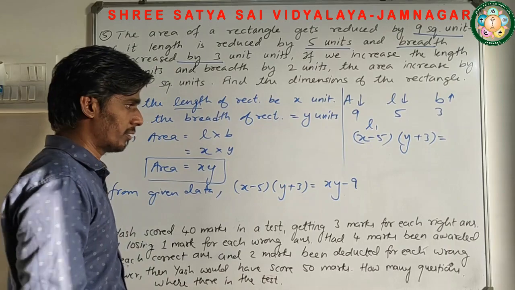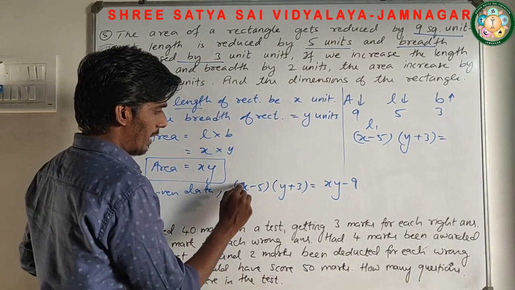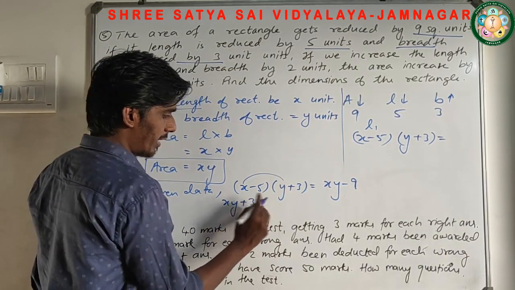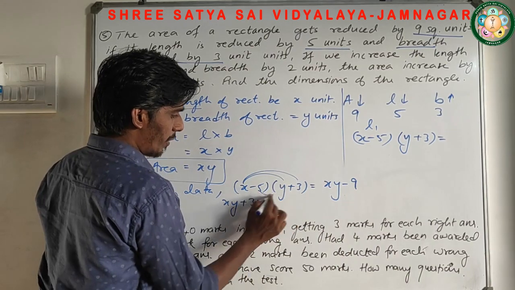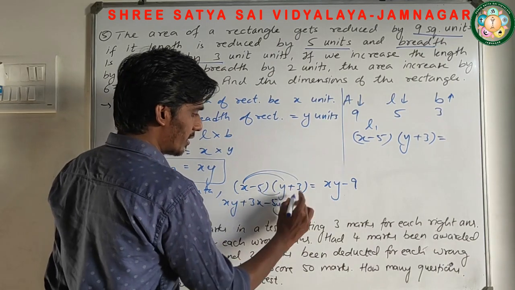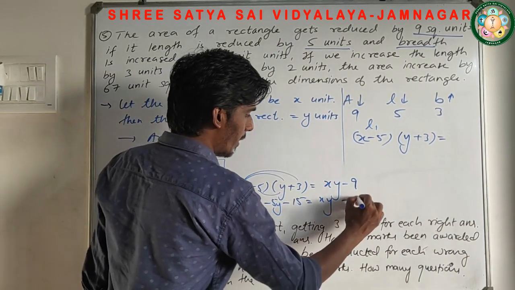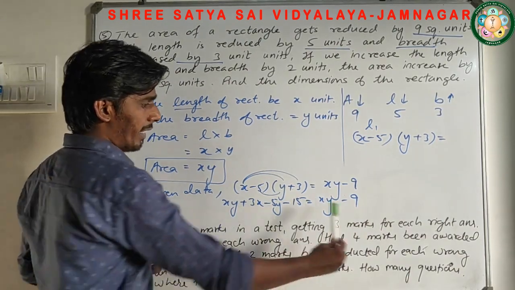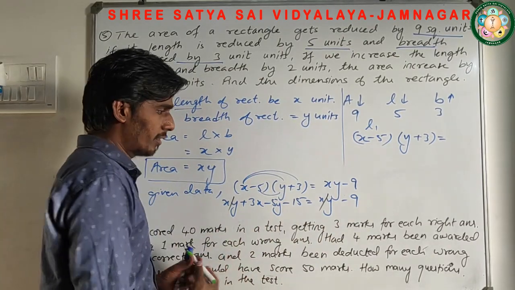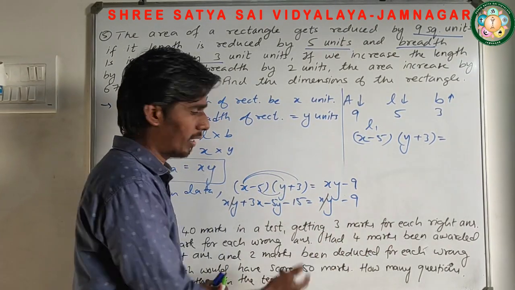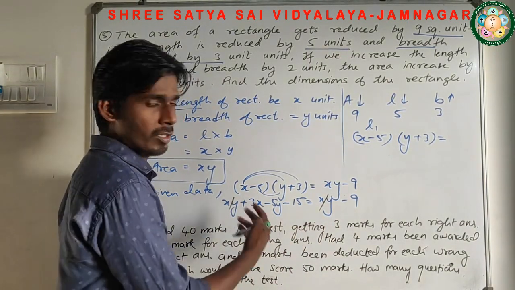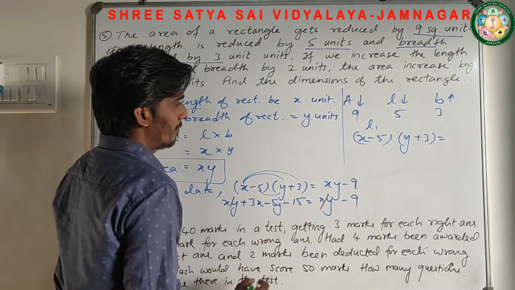Now from this we have to form the equation. So we can multiply this: x into y is xy, x into 3 is 3x, minus 5 into y is minus 5y, minus 5 into 3 is minus 15, equals xy minus 9 on the right-hand side. On the left-hand side xy is there, so we can cancel it. Why am I cancelling it? अगर मैं ये xy को उधर ले जाऊंगा तो minus xy होगा and xy get cancelled because they are on opposite sides, LHS RHS में opposite side में with the same term.